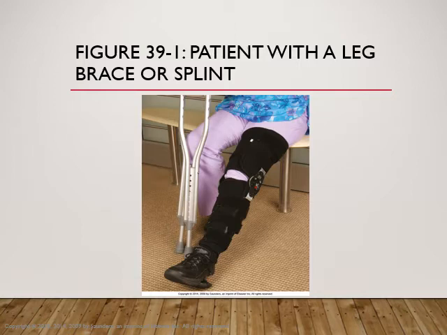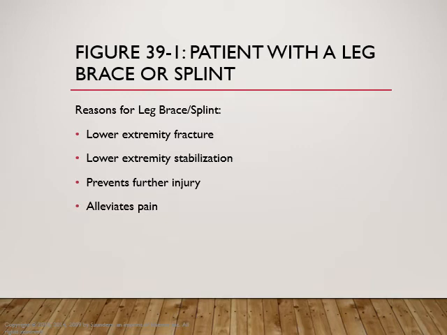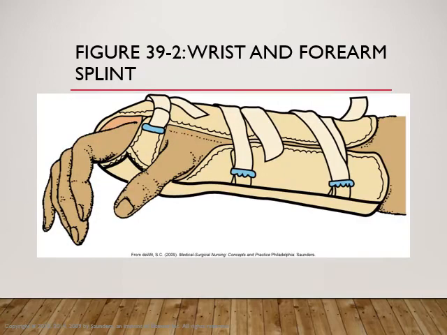Figure 39-1. It's a patient with a leg brace or splint. Reasons for leg brace or splint: lower extremity fracture, lower extremity stabilization, prevents further injury, and alleviates pain. Figure 39-2, wrist and forearm splint.